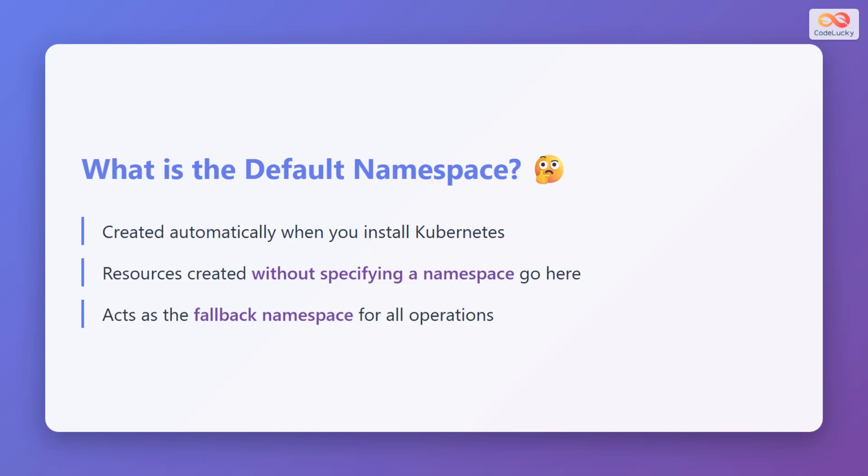The default namespace is one of the built-in namespaces that Kubernetes creates automatically when you first install or set up a cluster. Whenever you create resources like pods, services, or deployments without explicitly specifying a namespace, Kubernetes automatically places them in the default namespace. This namespace essentially acts as a fallback or catch-all location for all your Kubernetes objects that don't have a designated home.